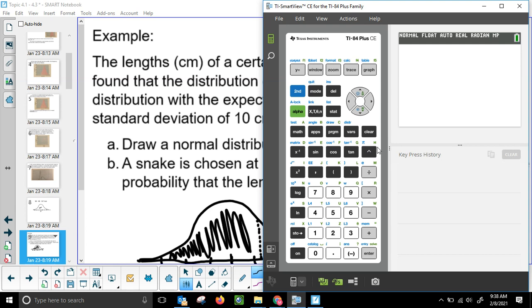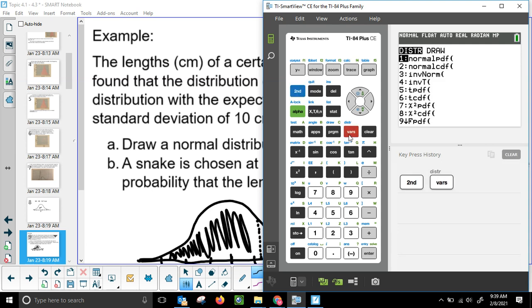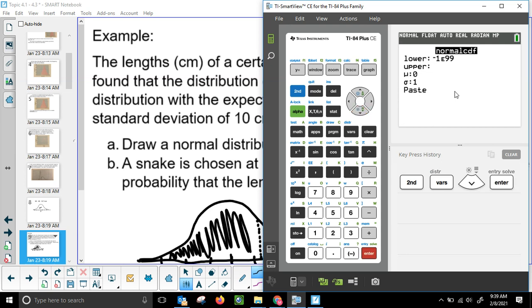So what we're going to do is, if you see this vars button, which stands for variables, up above that in blue here, we see DISTR, that stands for distribution. So if you hit second vars, you'll get all of these distributions. For normal distribution, we are going to be using normal CDF, which stands for the cumulative normal, essentially. So I'm going to hit that.